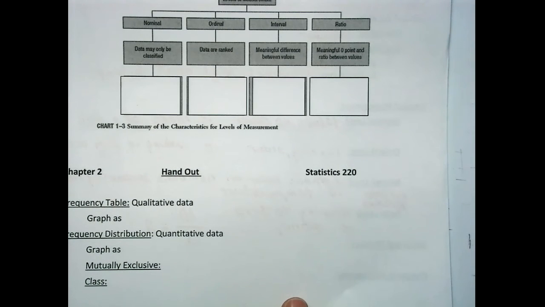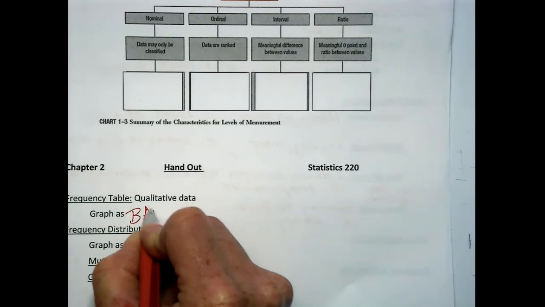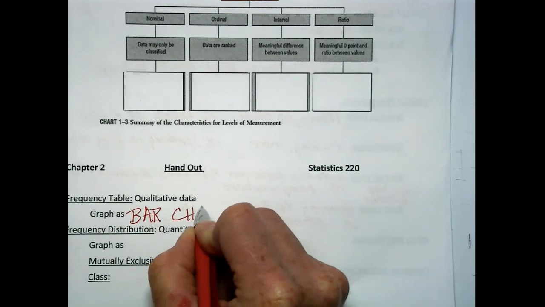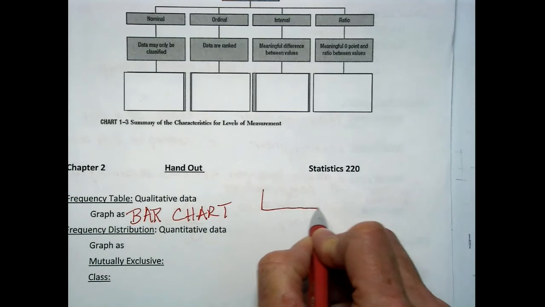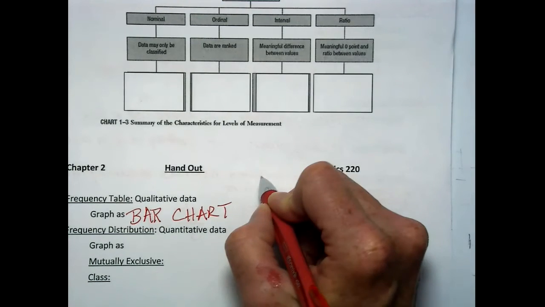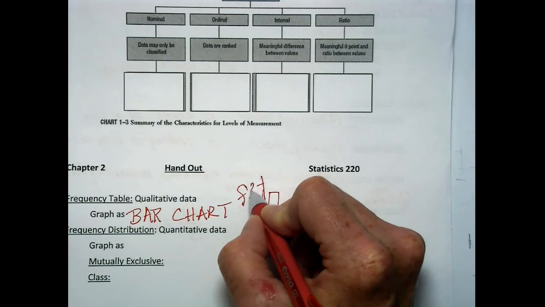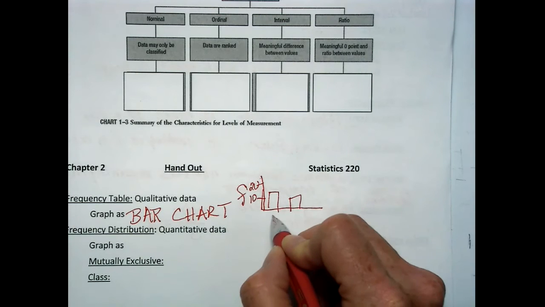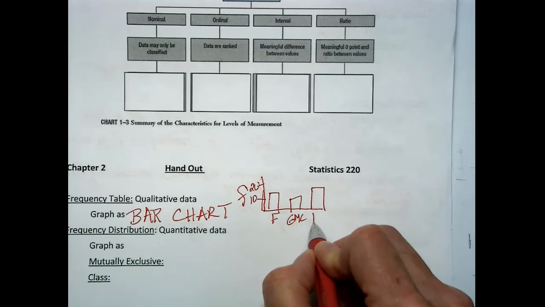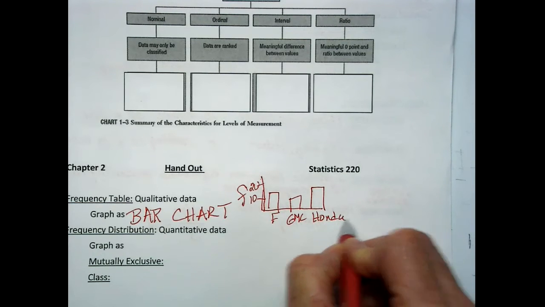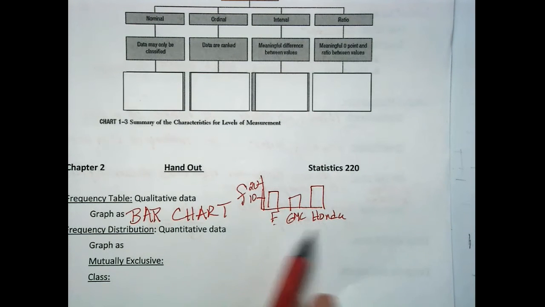Okay? Qualitative data, which is non-numeric data, is graphed as a bar chart. Okay? The bars are not touching. Frequency is your axis, maybe 10, the number of cars sold. Ford, GMC, and Honda. Okay? It's non-numeric data here, the makes of the cars.